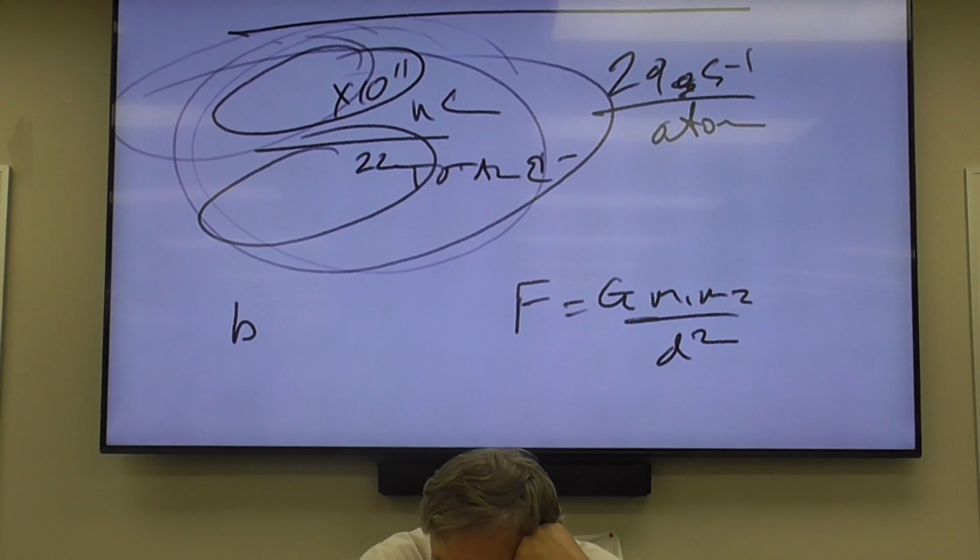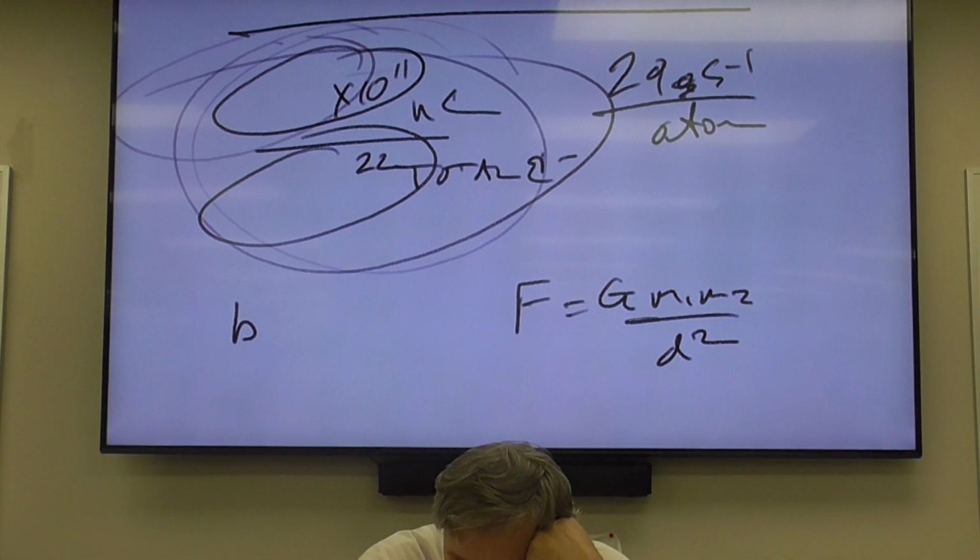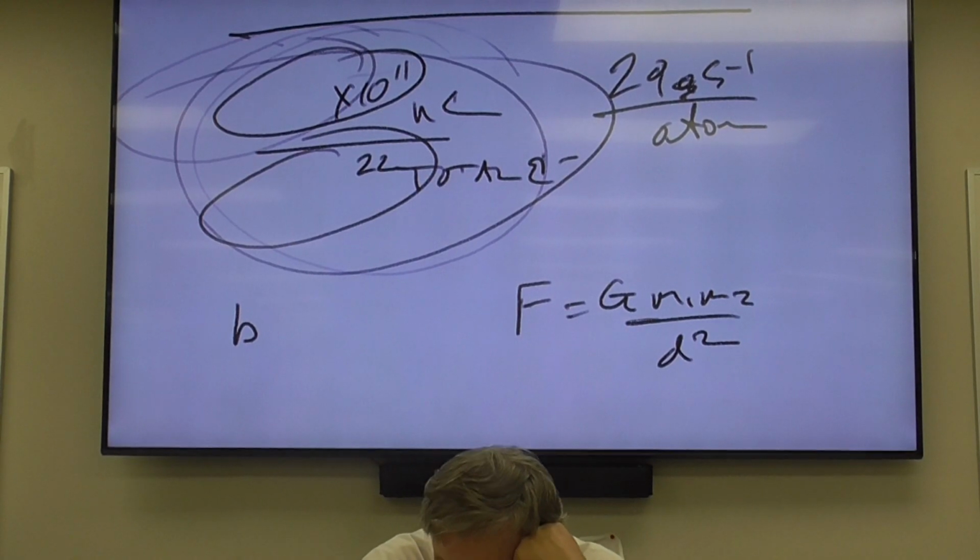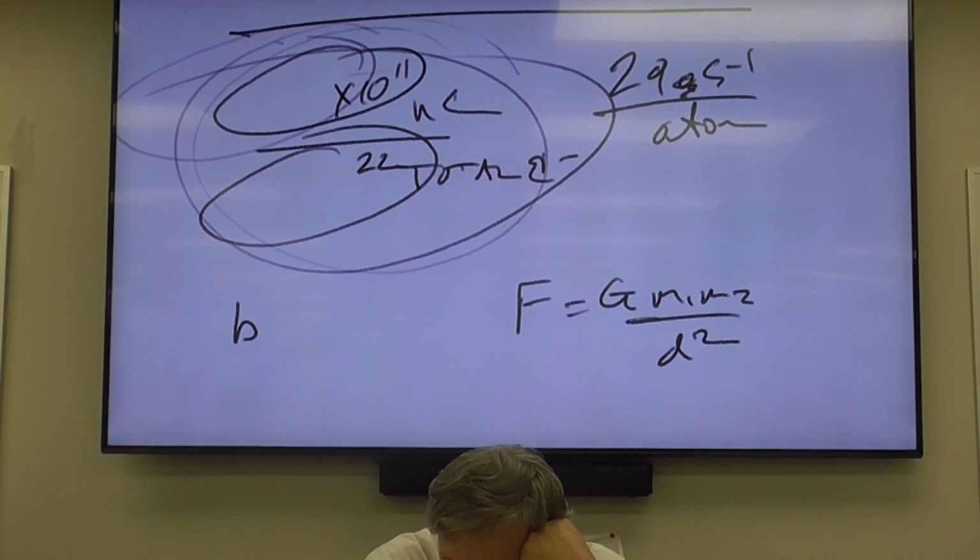On 42, that charge is going to be something times 10 to the negative 7th.